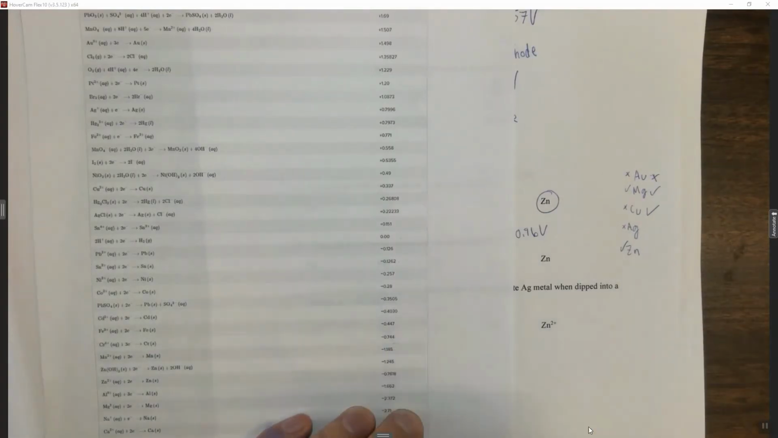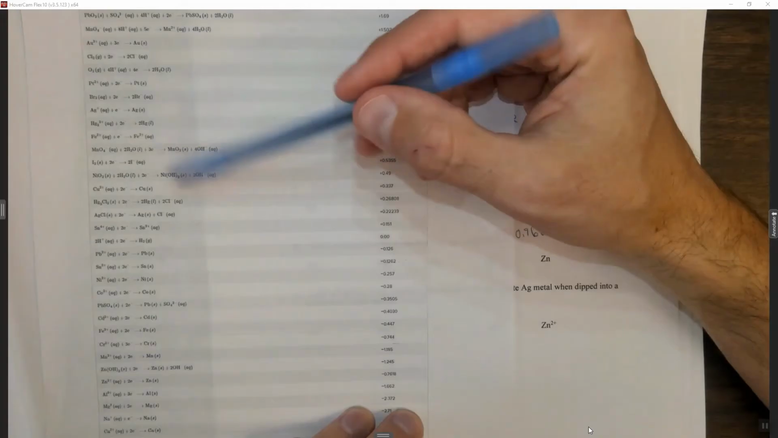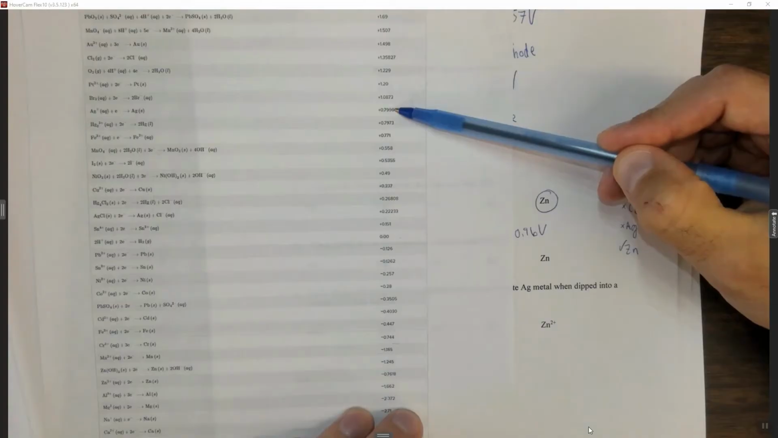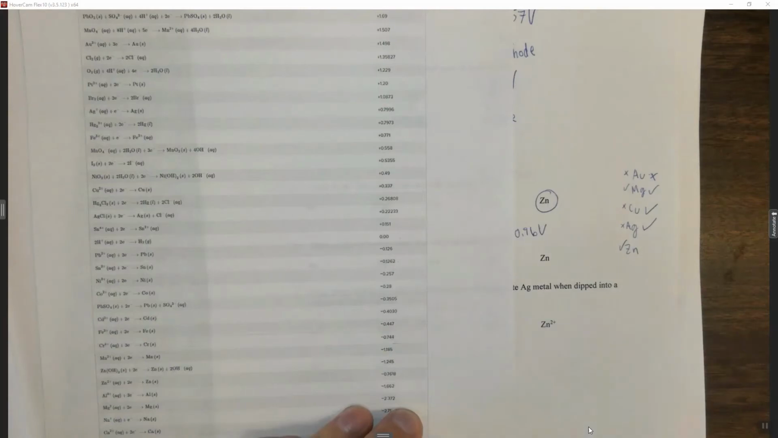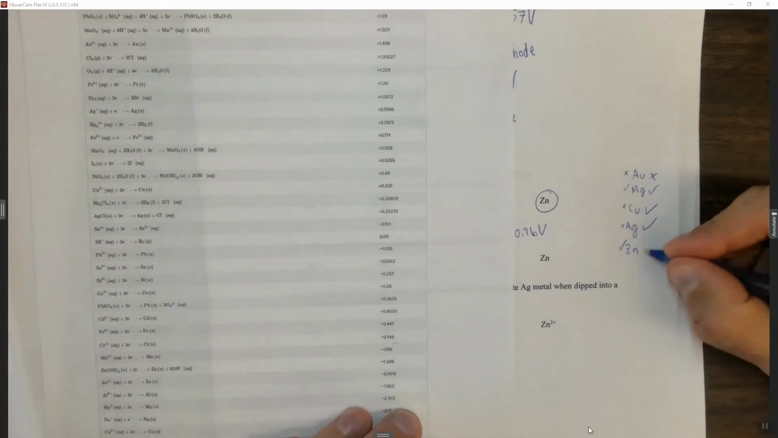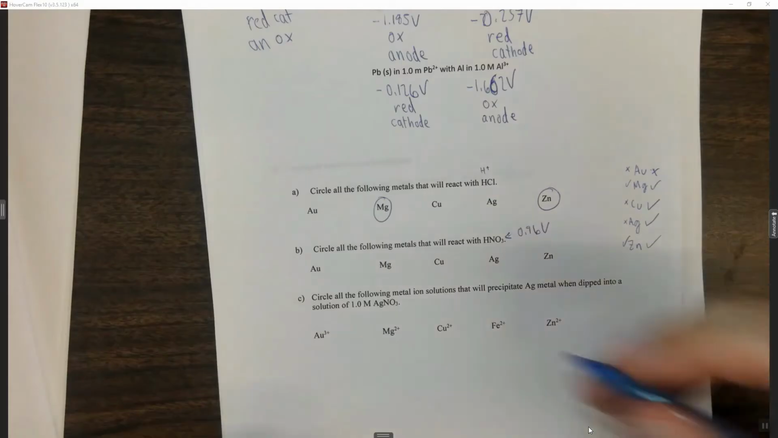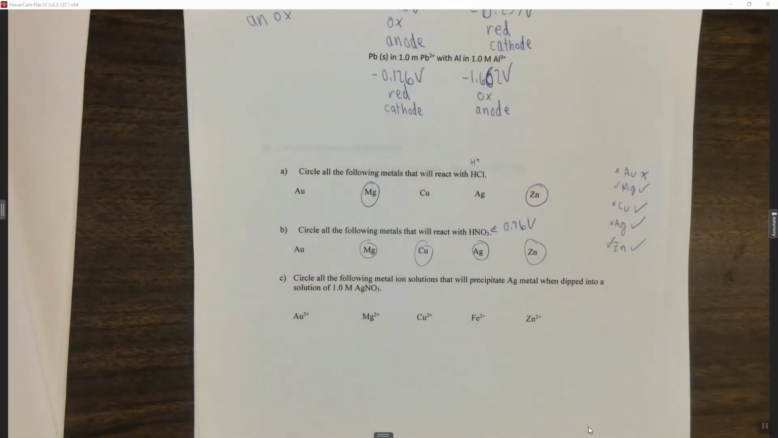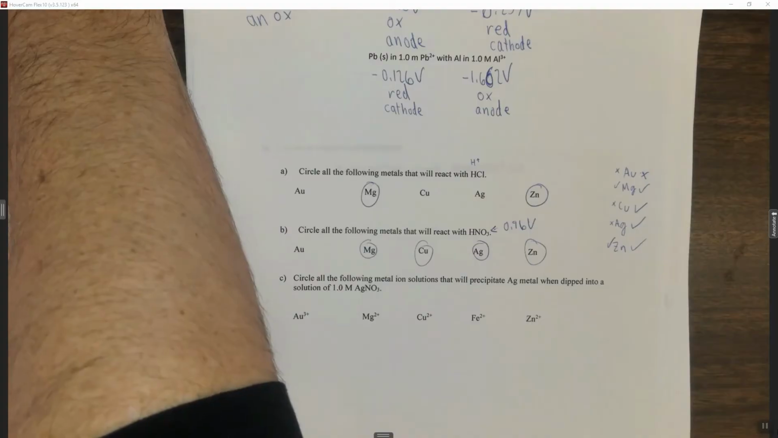How about Ag plus? If we look here and find Ag, it's going to be lower than the 0.96 volts. So Ag plus will also react with nitric acid, and zinc will react with HCl, so it will definitely react with HNO3. Again, it's a little unfair because the table you have in this book doesn't have HNO3 in it. You could look it up on the internet or probably in the back of the book, but it's here, so I am going to go over it. So nitric acid is a common oxidizing acid.